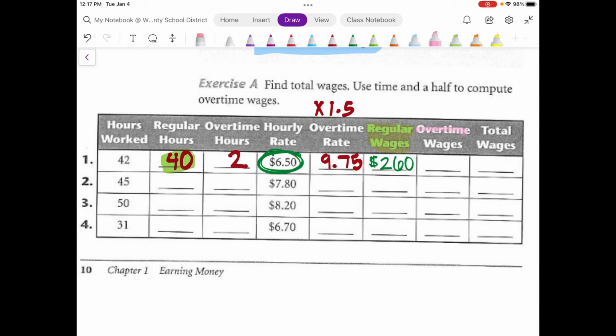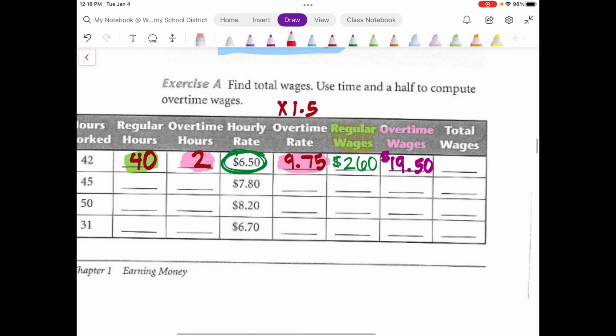Now I'm going to take into account my overtime hours. My overtime hours, I had 2 of them, and my rate is $9.75 for just those 2 hours. So when I do $9.75 times 2, I get $19.50. So you want to double check those numbers. Okay, so then my total wages is going to be this plus this. And so my check for this case should be $279.50.